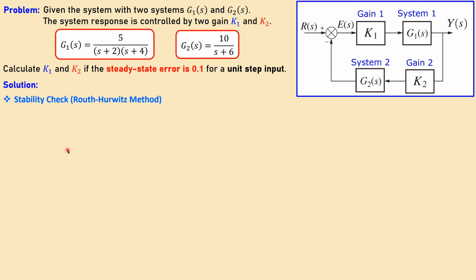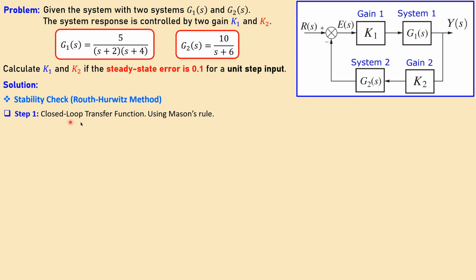In order to do the steady state error analysis, the first step is the mandatory stability check, and for that I will use the Routh-Hurwitz method. This method is already described in detailed form using several examples in other playlists, so you can search in this channel for Routh-Hurwitz method or Routh-Hurwitz stability criterion. You will see many examples dealing with this situation. So we need to check the stability first for our steady state analysis.